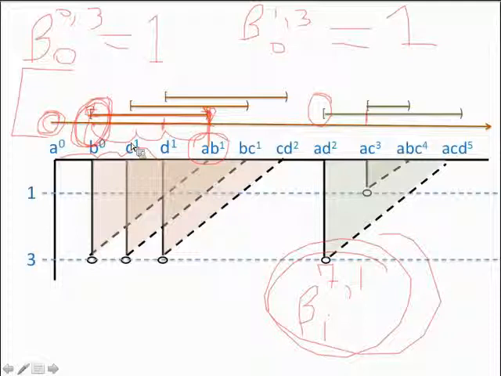But in reality, these things, A and B, actually both entered in at time 0. These all entered in at time 1. These both entered in at time 2, and this was 3, 4, and 5.